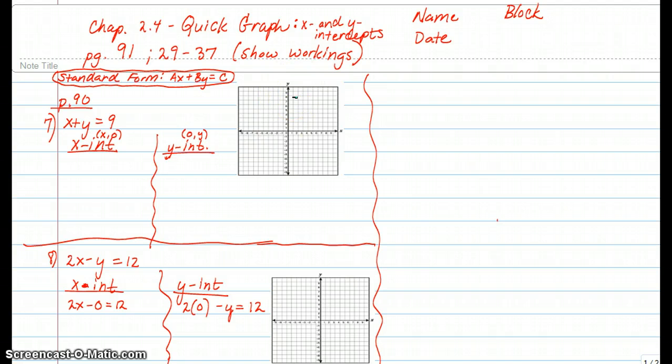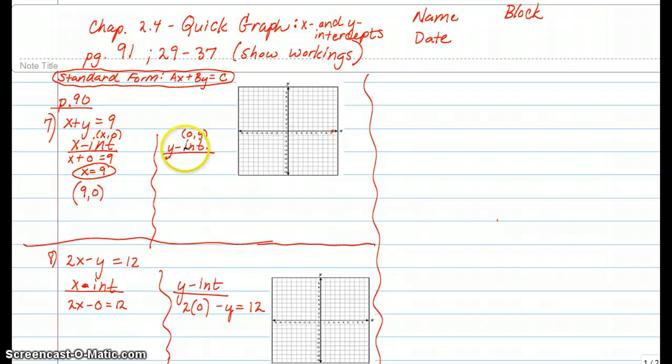In this problem, x plus y equals 9. This is very simple. Your x would stay x because you're looking for an x value, but your y is going to be a 0 because it's an x-intercept. x plus 0 equals 9, so x equals 9. That's your x-intercept, and your ordered pair, the location of that, is 9, 0. You would graph it right here. I know those numbers are hard to see, but you're pretty familiar with coordinate graphs.